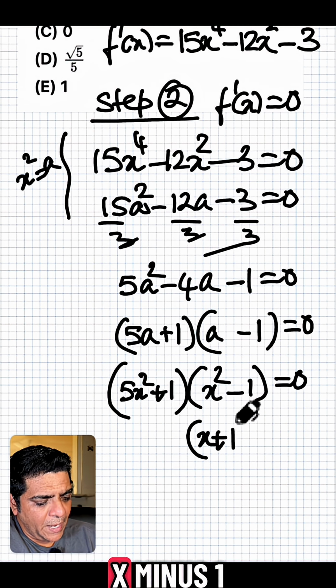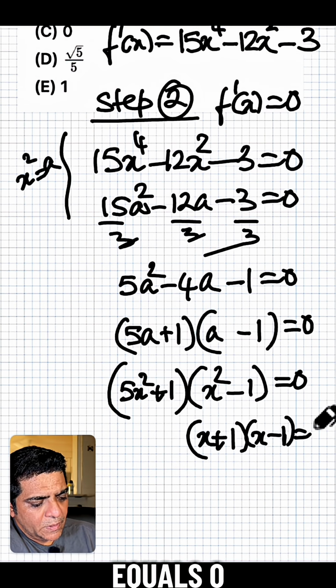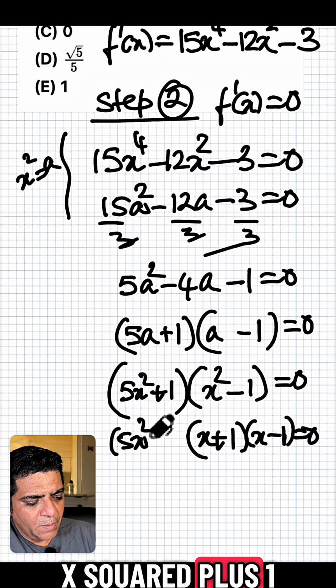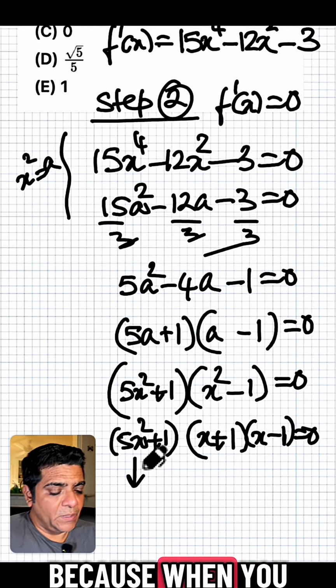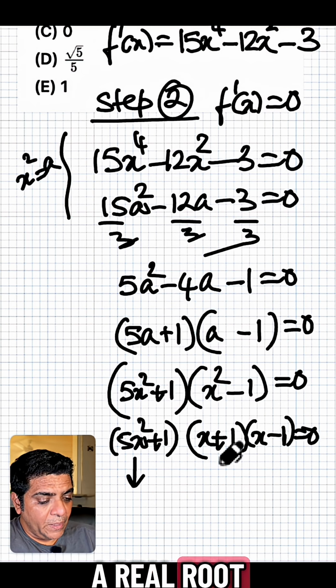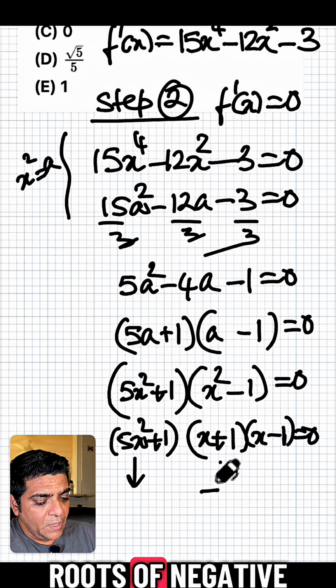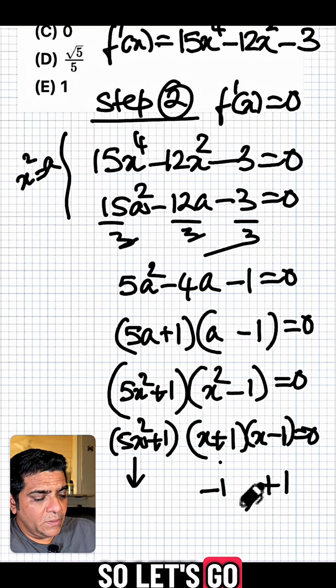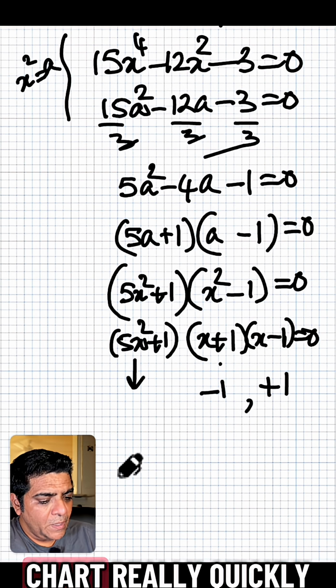(x + 1)(x - 1) equals 0, and then 5x^2 + 1. That's not going to give us a real root, because when you set that equal to 0, it's going to be negative 1/5. So that won't be a real root. These, however, will give us roots of negative 1 and positive 1. So let's go ahead and make our sign chart really quickly.